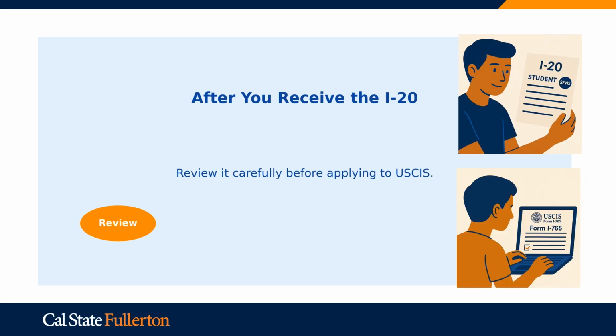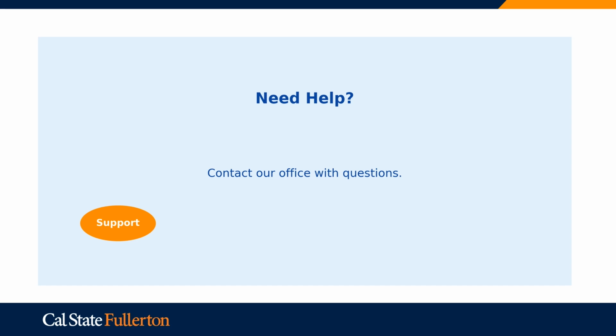Once you receive your OPT I-20, check that everything is correct, especially the OPT dates and your major field of study. Then you'll be ready to move on to the next step, filing your Form I-765 with USCIS, which we'll cover in the next video. If you're not sure what dates to choose, reach out to the ISS office before submitting your request. It's always better to ask questions up front than risk delays later on.